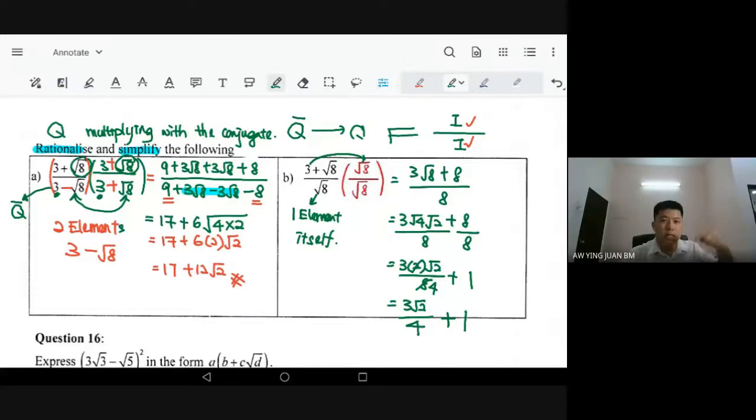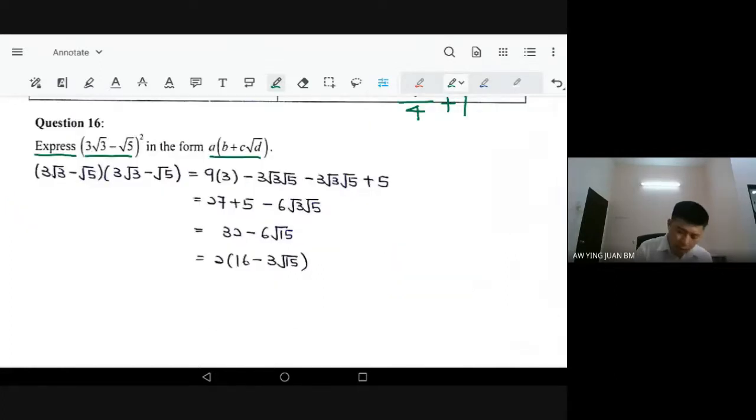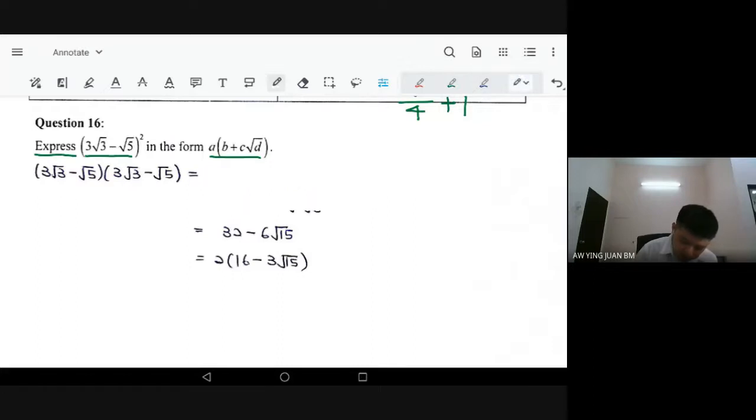The most important thing is the denominator. Understand not? Okay, understand. The denominator mesti kena tukar ke rational. Baru kita kata dia simplest form. Okay? Baru kita kata dia simplest form. Kalau tidak, dia not check complete. Okay? So, kena faham bahasa.